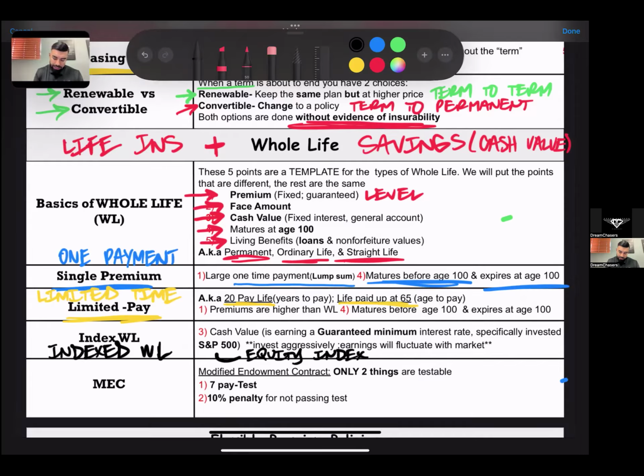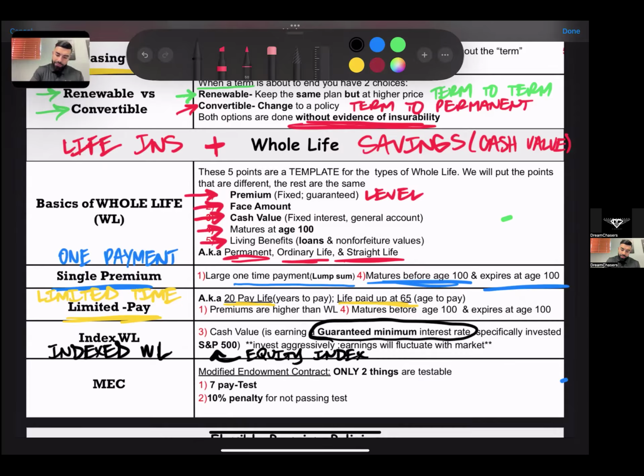like the S&P 500. So an example of that would be that S&P 500 stands for Standard and Poor's 500, which are, just think of it, 500 companies that are in the market, right, that are being invested in. So an index whole life policy, the cash value is directly tied to that index, right? The market. Just think the stock market. So if the market's high, then your money's going to grow. If the market's low, then you're at least going to receive a guaranteed minimum interest rate.